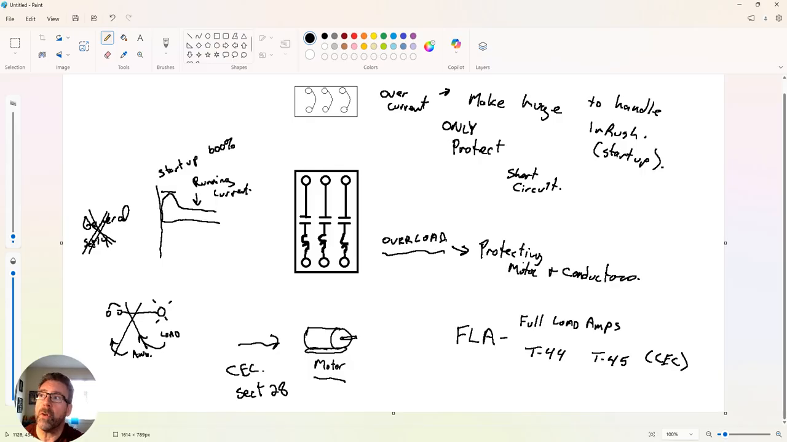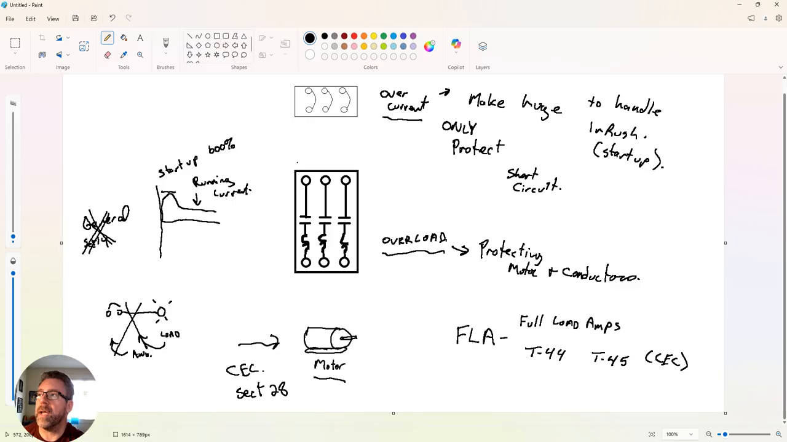Now, the overloads will allow us a small amount of time for that surge of energy, but we have to have them separated because our circuit breakers are too sensitive. They're going to trip as soon as they see anything beyond their rated value. We can use time delay, but it's still going to be beyond that, and we're not protecting our circuit properly. So we separate it between overcurrent and overload.